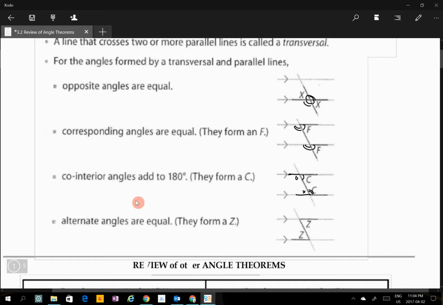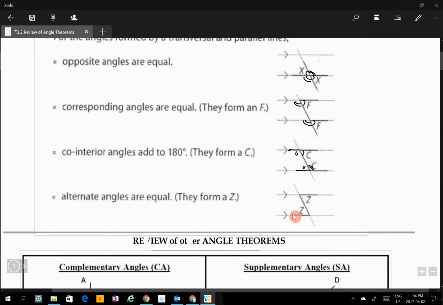Alternate angles are equal. If you see a Z pattern here, two parallel lines and a transversal make up a Z shape, either inverted or the right way, then this angle up here is equal to this angle down here, the alternate angles.